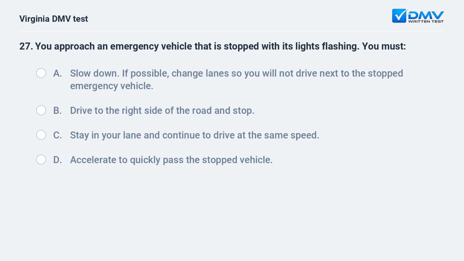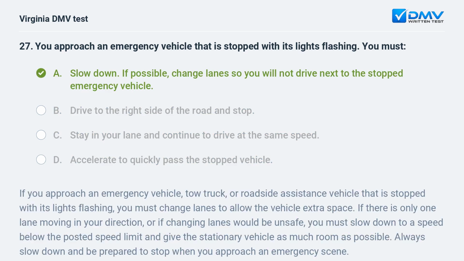You approach an emergency vehicle that is stopped with its lights flashing. You must A. Slow down. If possible, change lanes so you will not drive next to the stopped emergency vehicle. B. Drive to the right side of the road and stop. C. Stay in your lane and continue to drive at the same speed. D. Accelerate to quickly pass the stopped vehicle.